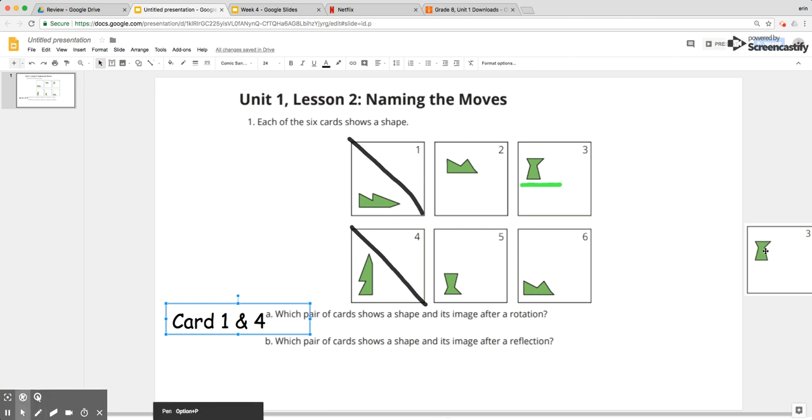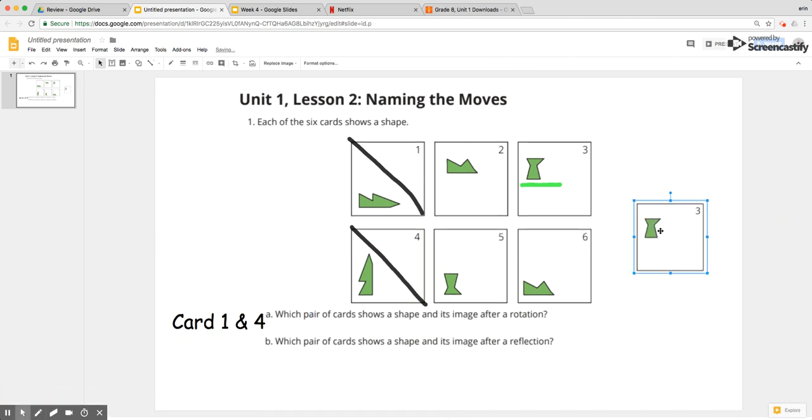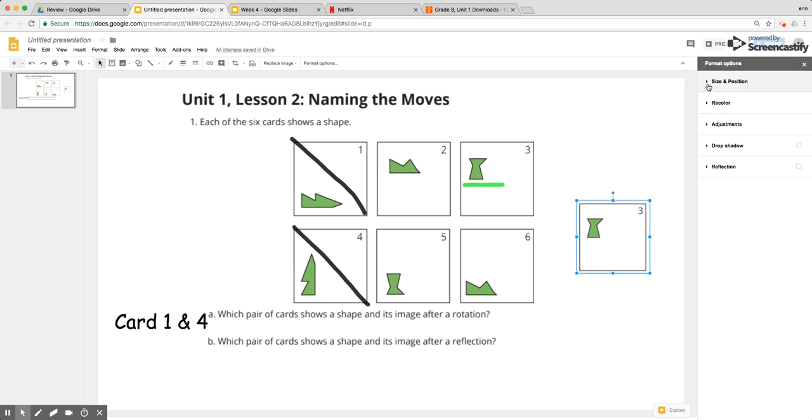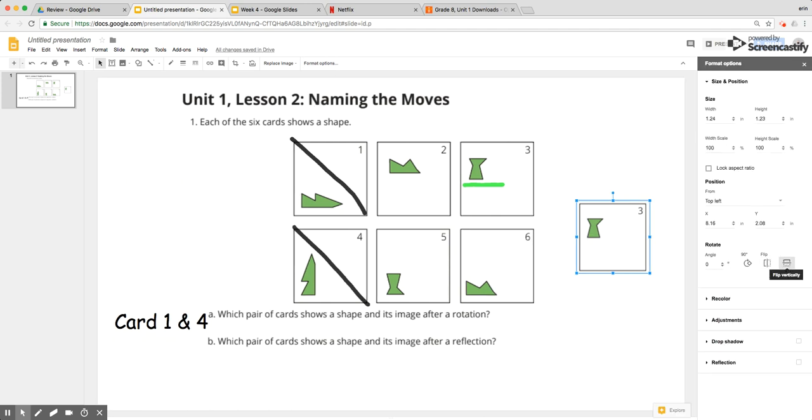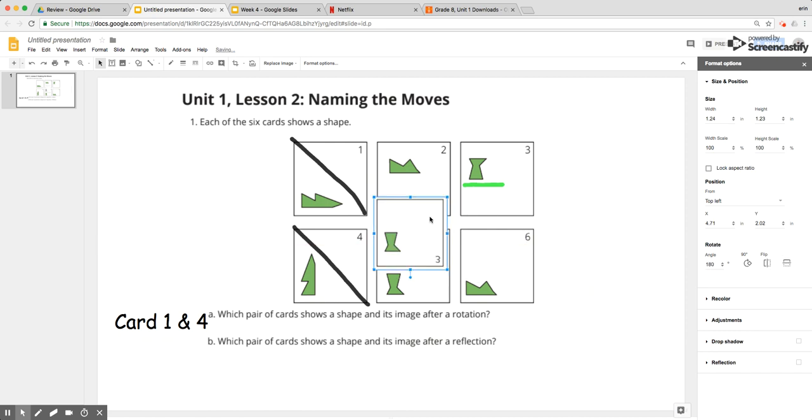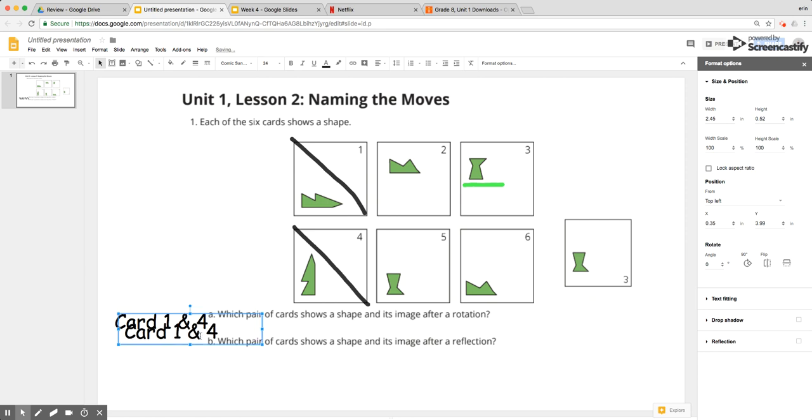A way to test that out, of course, is with tracing paper, which I don't have on a computer, but this tool allows us to vertically flip or vertically reflect. And there we go. I'm going to do that again. Here's our original shape in card 3. I'm going to hit my vertical reflection button and see if that lines up. Yep, it's the exact same shape, right about in the exact same position. So we can answer B and say that it is card number 3 and card number 5.